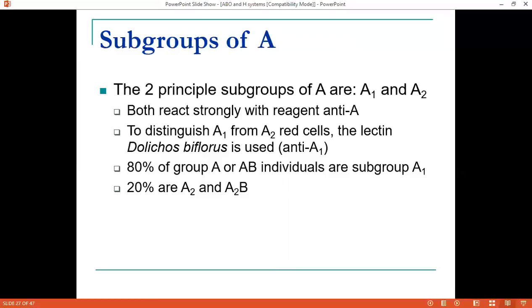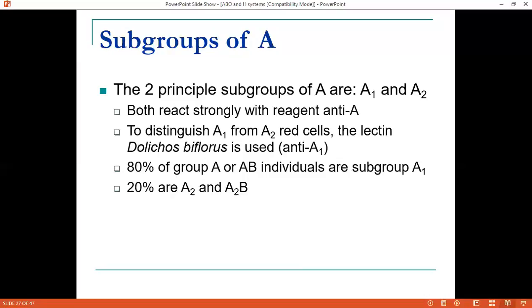So the 2 principal subgroups of A are A1 and A2, and the main difference is that these subgroups are going to be more simplified and linear forms of the antigen as compared to the highly branched antigens of the original A blood group. So they are still going to react strongly with the anti-A commercially prepared reagent material that we're going to use. That's that blue reagent material that's supplied to us.